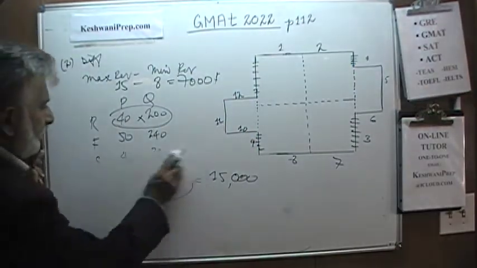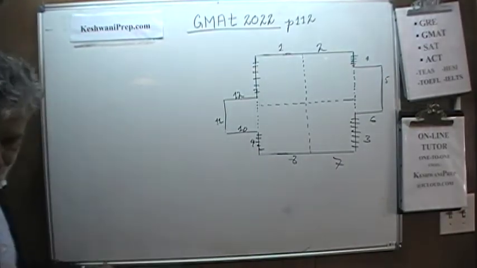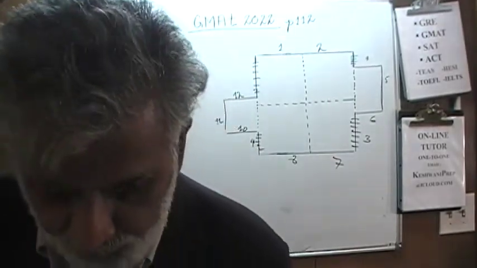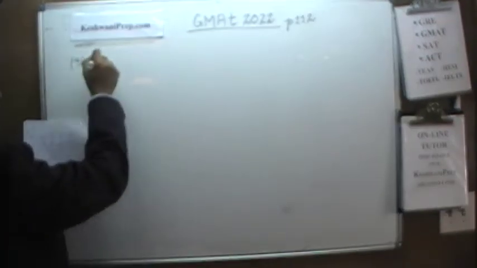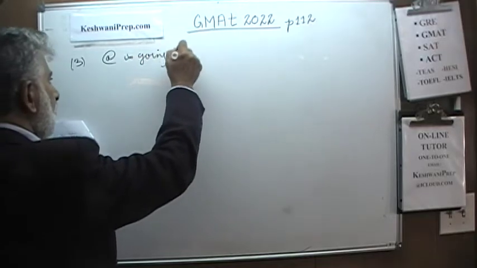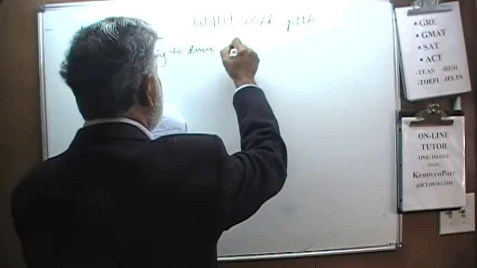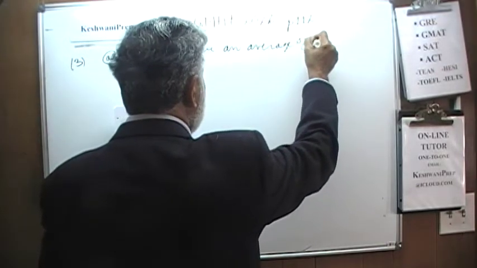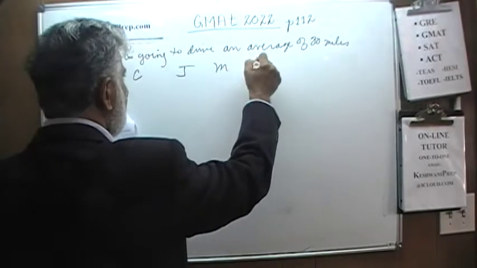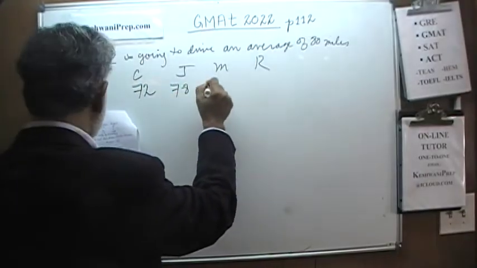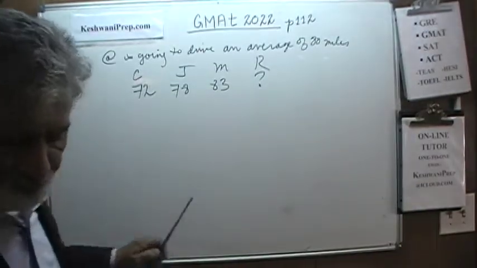Number 3. On number 3, we are told that 4 people are going to take a trip and they're going to drive, each of them, an average of 80 miles. Here's what we're told. We have Carmen, Juan, Maria, and Rafael. They drove 72, 78, 83. The question is, how many miles must Rafael have driven in order for the average for the 4 people to be 80? Let's find out, shall we?